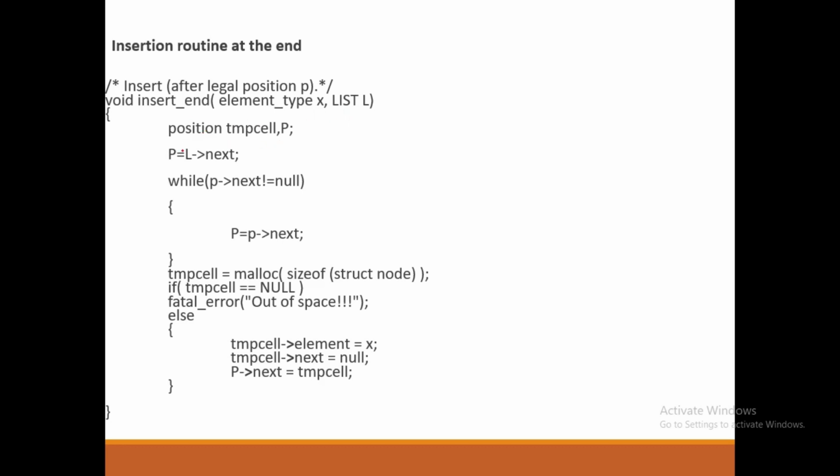So position temp cell, then p is equal to L next. For what purpose do we have this p equal to L next, while p next not equal to null? To traverse to the end of the list. So for inserting at the end of the list, we should traverse up to the end of the list. For that purpose we have these statements. Other than this, these statements are simple, as we have studied in insertion at the beginning as well as insertion at the middle.